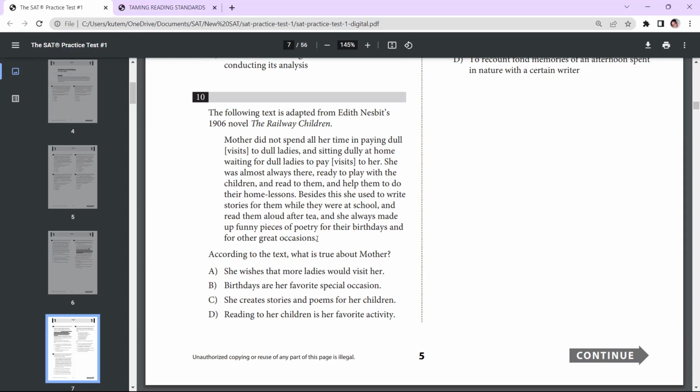So what is true about mother? A, she wishes more ladies would visit her. B, birthdays are her favorite special occasion. C, she creates stories and poems for her children. D, reading to her children is her favorite activity. So what do you guys think? Choice C. She creates poems and stories for her children. Okay, C. Does anyone have a different answer, or do we all agree with C?